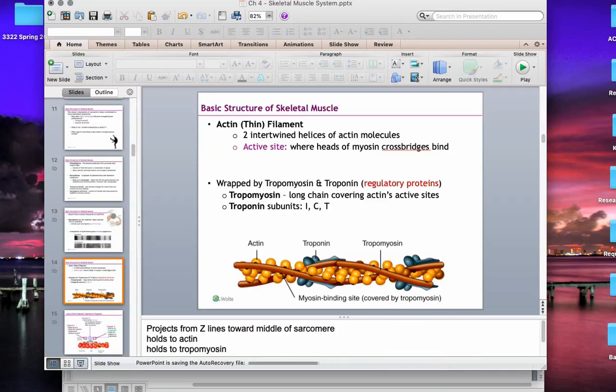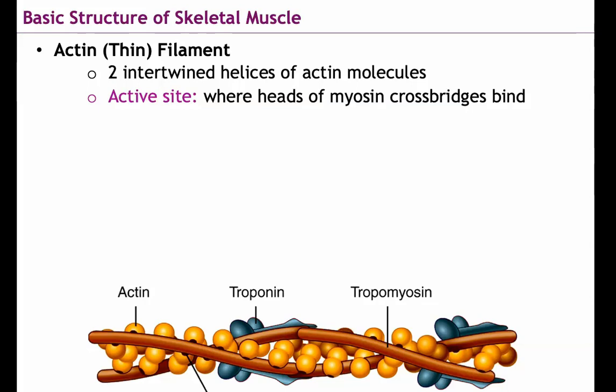let's get back to it. So now we're going to talk about those myofilaments. Actin is the first one. Actin we see here is depicted in this picture as these yellow little ball-like structures. But what it is, it's an intertwined helix of actin molecules. They're basically just actin molecules, and then they have an active site. The active site is where you see the little black dots on the yellow. That's where the myosin head, the cross bridge, is going to bind to it. So that's what the actin filament is.